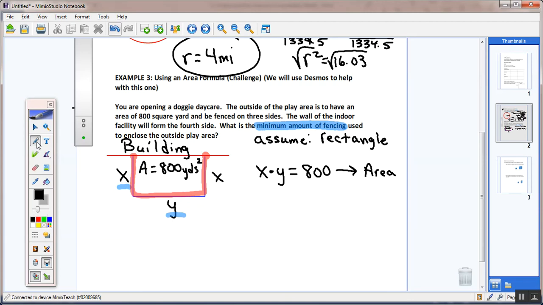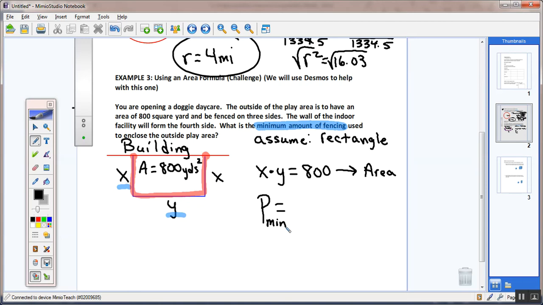What are we trying to minimize here again? Amount of fencing, which you said was the perimeter. I'm going to call this perimeter P. That's what we're trying to minimize. I'm going to put a little word down here as a subscript. We're trying to minimize the perimeter, or the distance of fencing that we need to use.